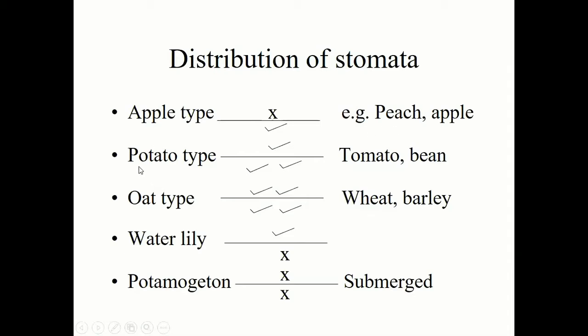Then second is the potato type. Here there is a presence of stomata on the upper surface, but as compared to the upper surface, maximum are on the lower surface. So they are called the potato type. The examples are tomato and bean. Then the third type is the oat type. There is equal distribution of stomata, meaning on the upper surface and lower surface they are equally distributed. The examples are wheat and barley.